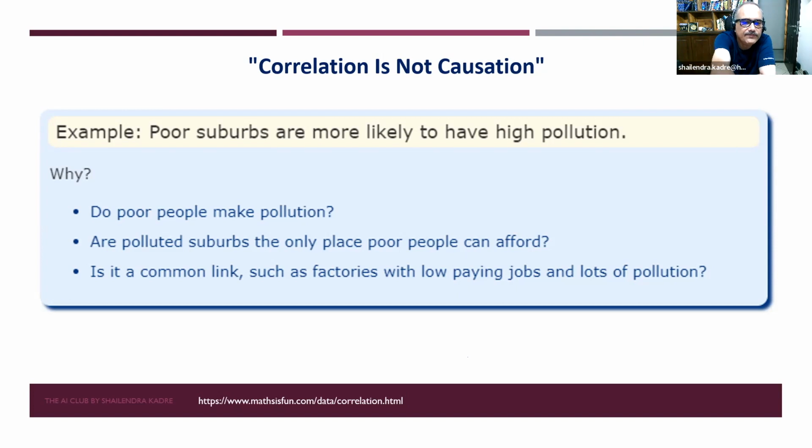Third reason is there is a common link, such as factories. Poor people means there is some place where there are a lot of factories, and around that there will be a lot of workers, so those will be the poor suburbs. There will be a lot of factories with low paying jobs and a lot of pollution. So that's where a lot of poor people stay.